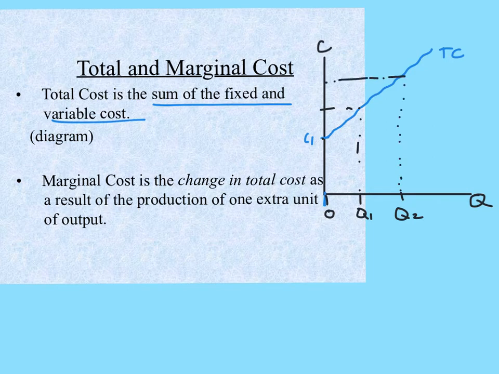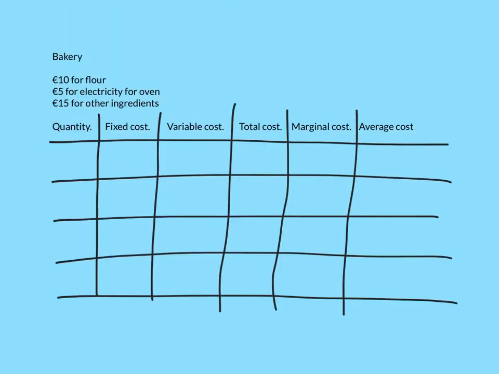And that total, our change in total cost will be our change in variable costs there. Finally, marginal cost is the change in total cost as a result of the production of one extra unit of output. So we're just going to go through an example now.